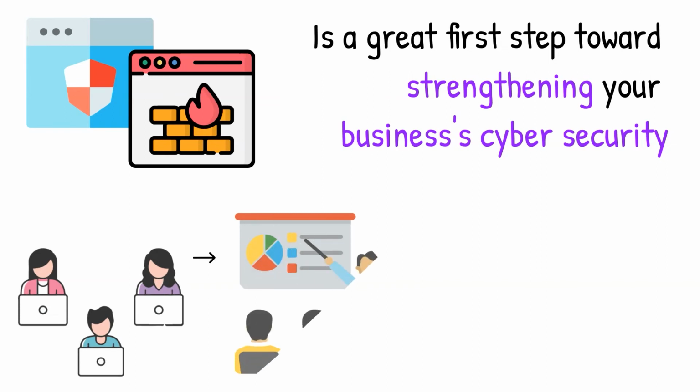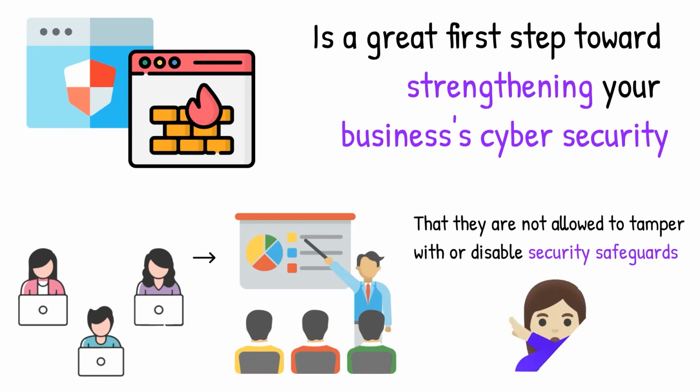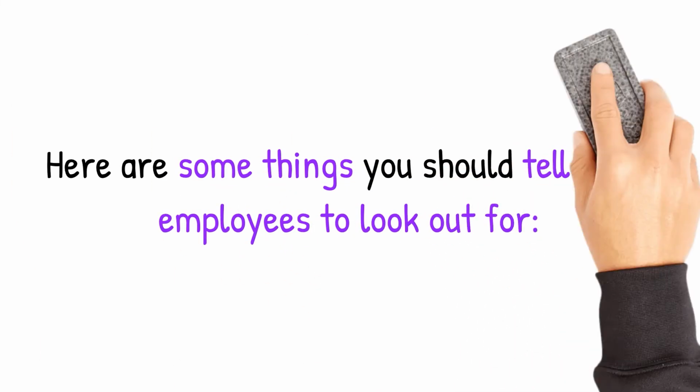All employees need to be provided with security awareness training and policies that explain their responsibilities. For example, they should be warned that they are not allowed to tamper with or disable security safeguards, including anti-malware software. Here are some things you should tell your employees to look out for.